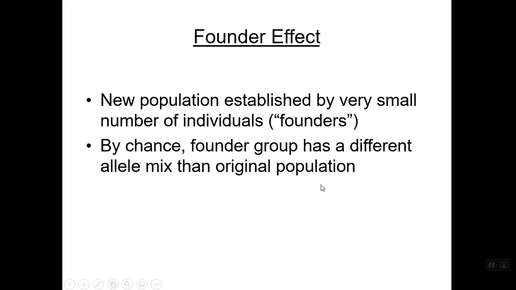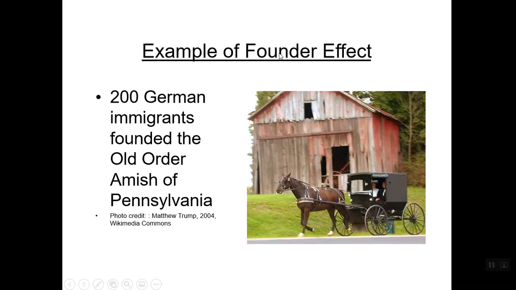Again, you're extrapolating just a few individuals from a population, and just by random chance it could happen that the small population is not representative of the same allele frequencies as the bigger population it comes from. Now, there is a very good example of this founder effect in the human population.